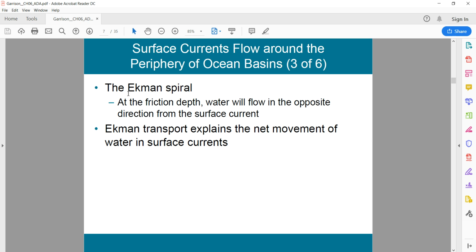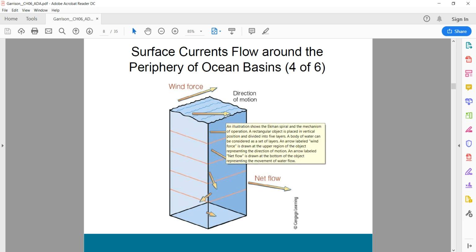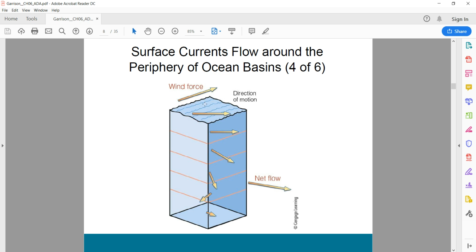There is another very important term here, Ekman spiral. It is named after the scientist who first proposed this concept of the Ekman spiral, or the spiral way in which the water rotates in the ocean. So if you look at this, near the surface you have wind force in this direction, but the water is actually moving in another direction, and that is again due to the presence of the Coriolis effect.